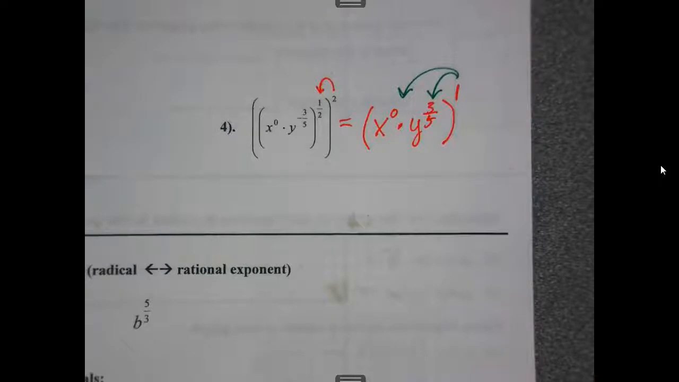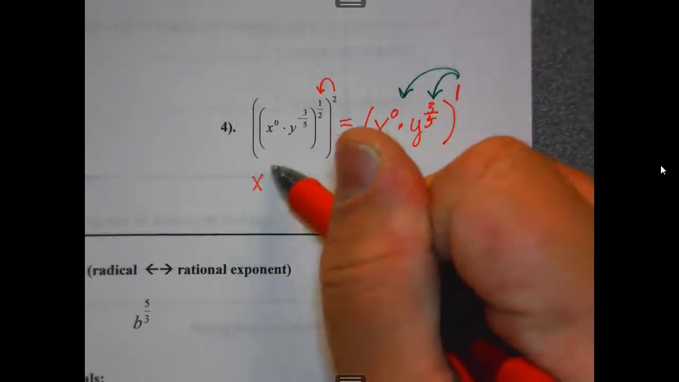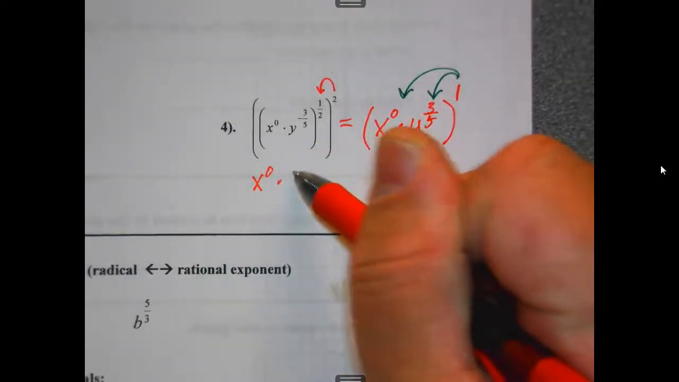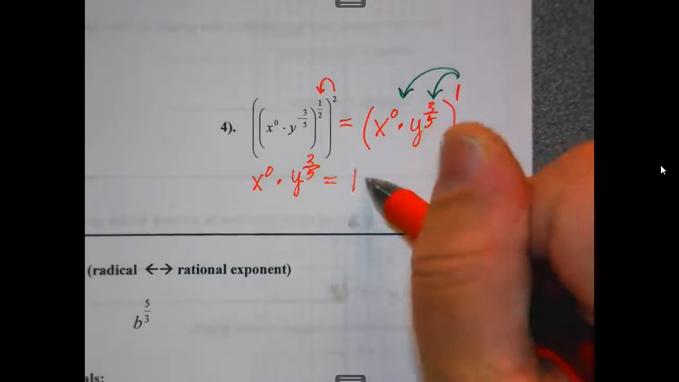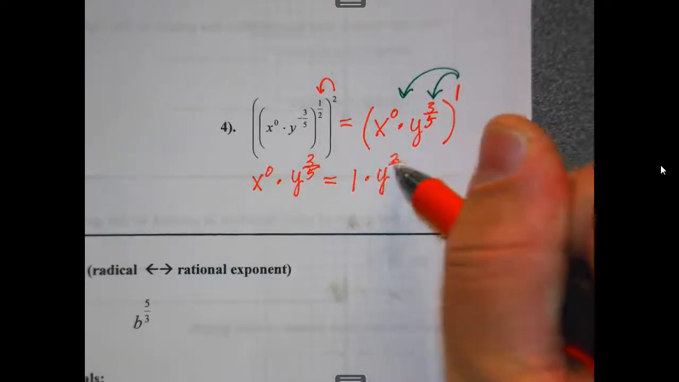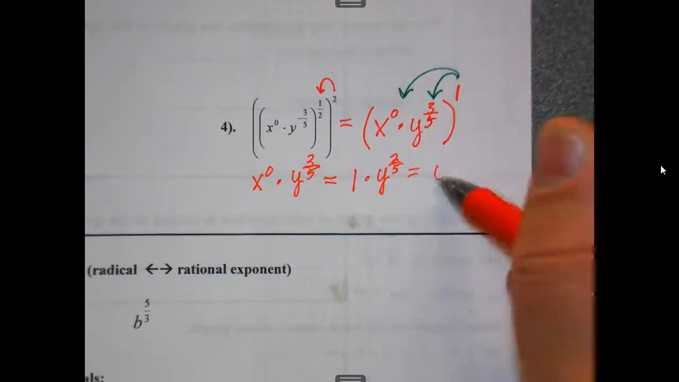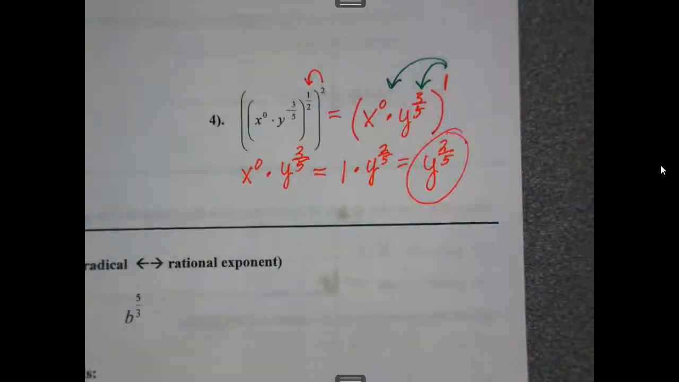So I have x to the 0 times y to the 3/5. What's anything raised to the 0? 1 times y to the 2/5. So what's my answer? That's right, y to the 2/5.